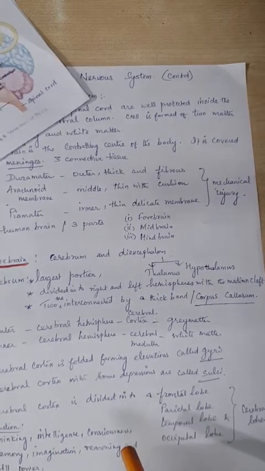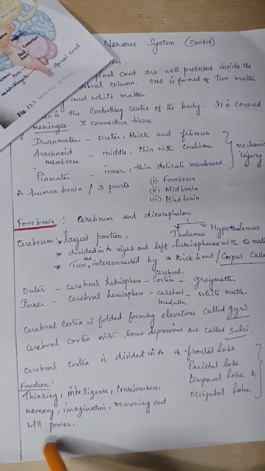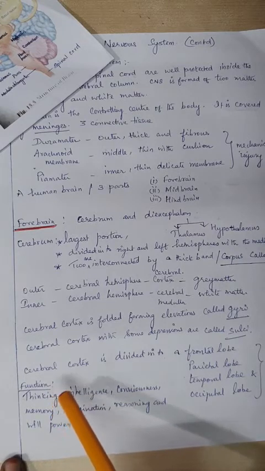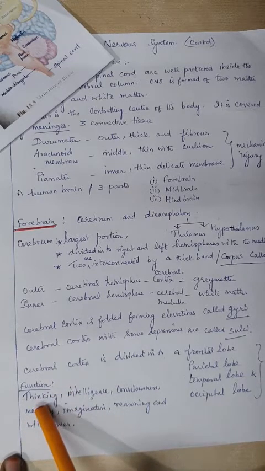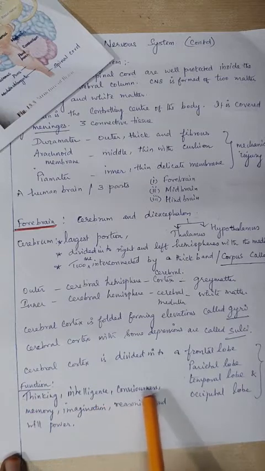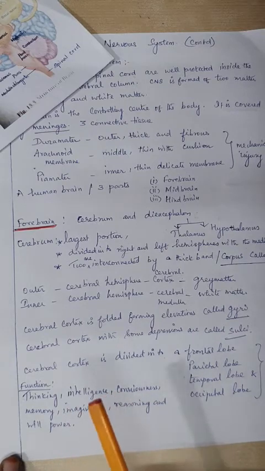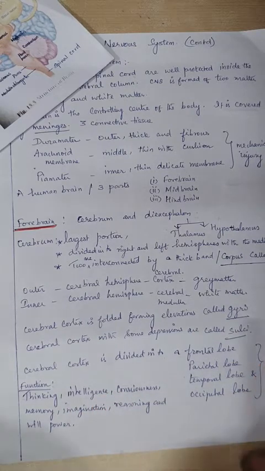So, what is the function of cerebrum? This is very important. Cerebrum is responsible for thinking, intelligence, consciousness, memory, imagination, reasoning, and willpower. These are all the important functions of cerebrum.